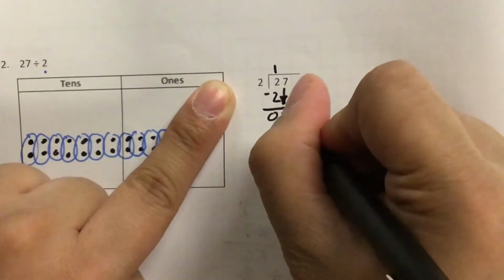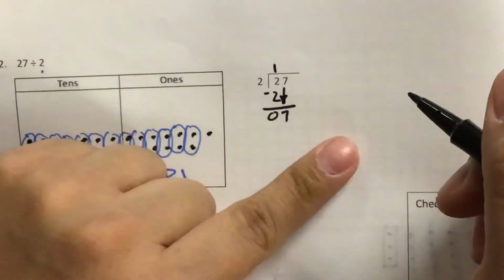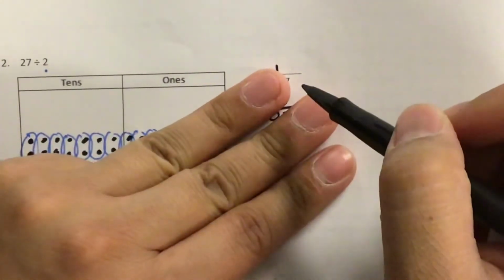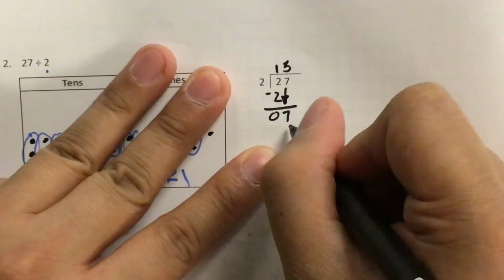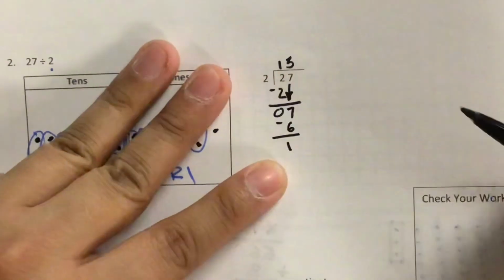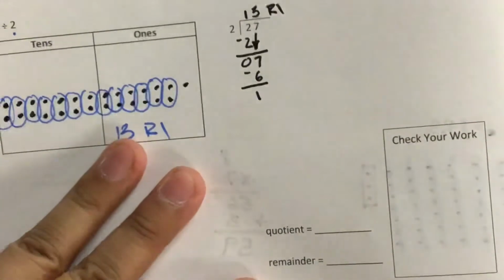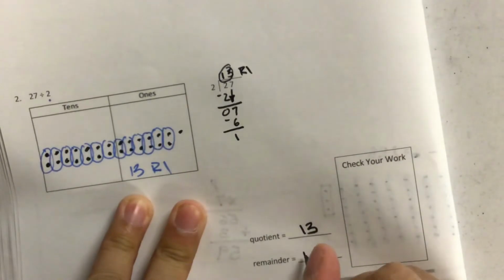Then how many times can 2 go into 7? Well, let's count 2, 4, 6, 8. 8's too high, so we can only go to 6. That's 3 times. So 3 times 2 equals 6. 7 minus 6 equals 1, and there are no more numbers. So we have 13 with a remainder of 1. The quotient is 13, because that's the answer right up there, with a remainder of 1.